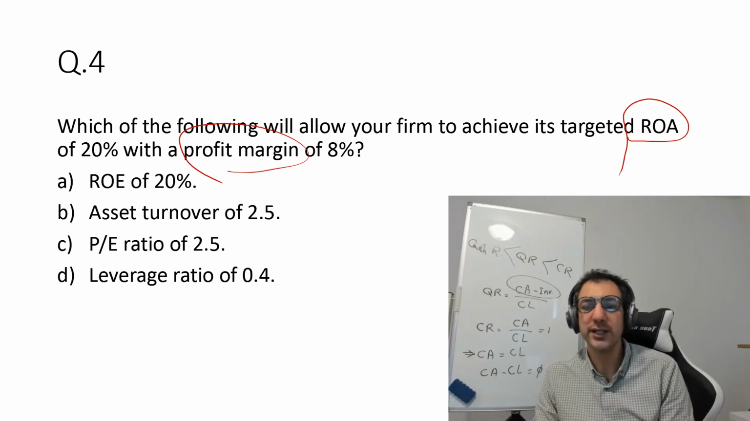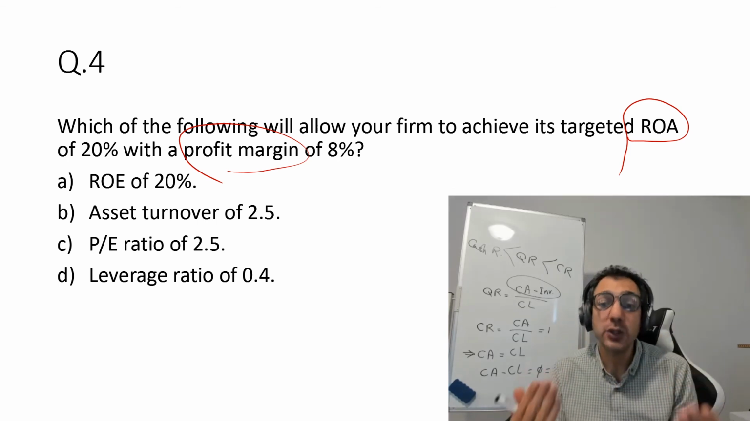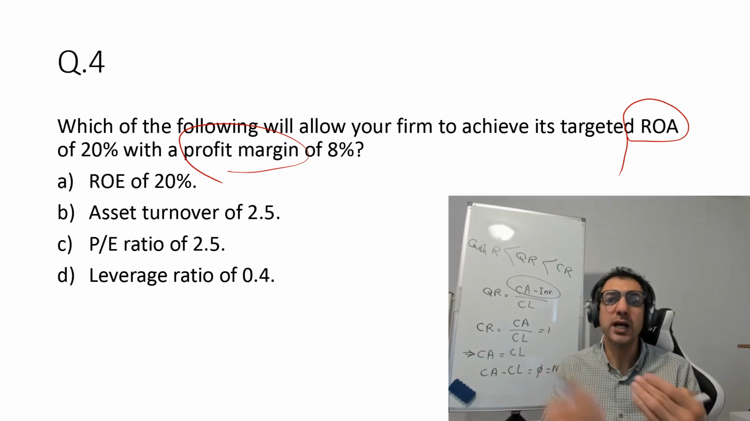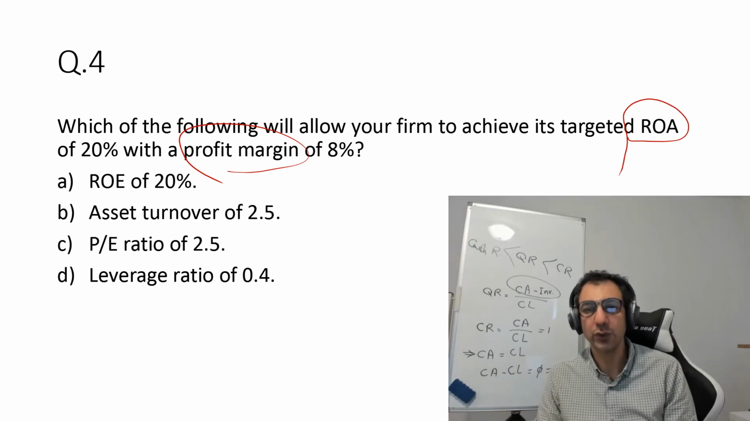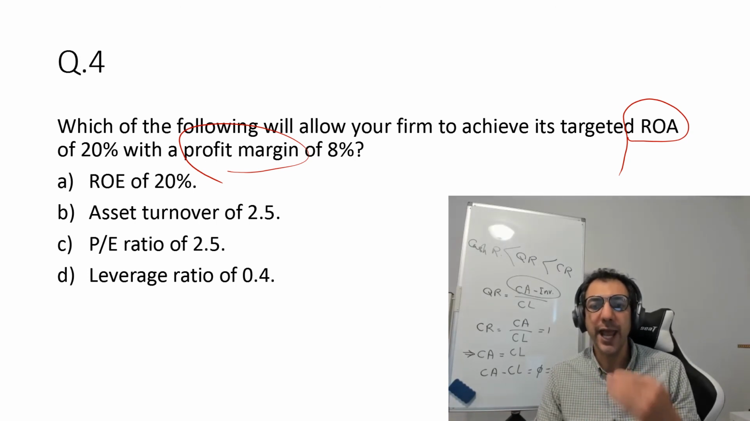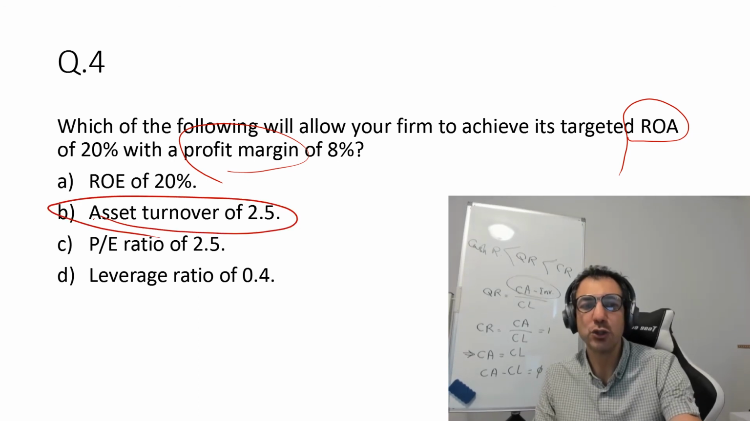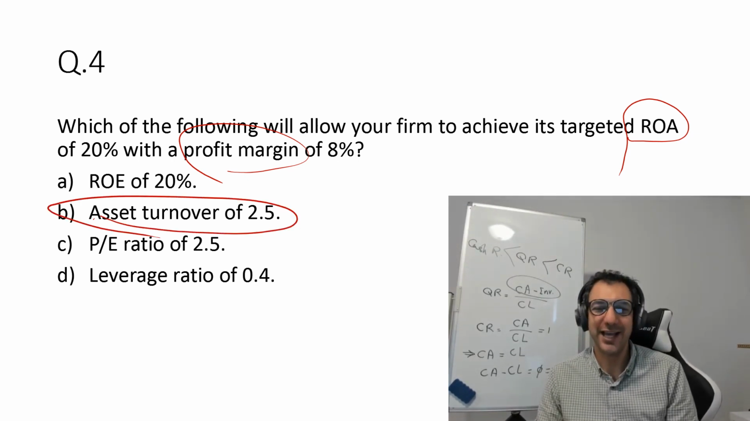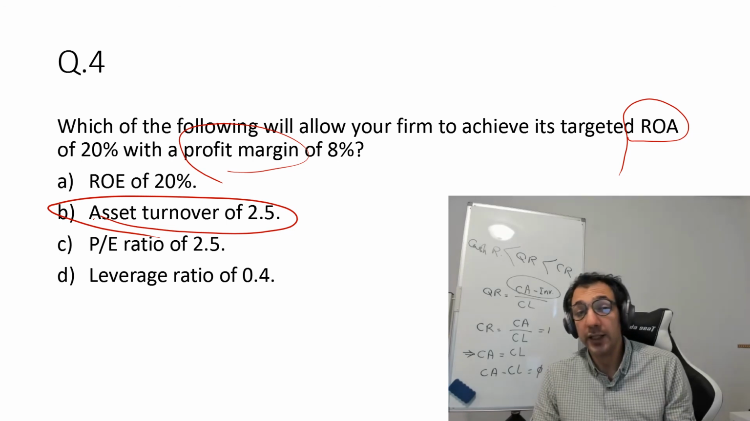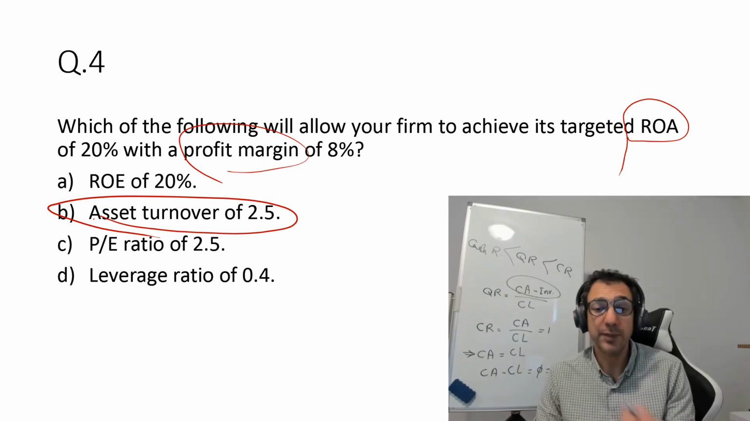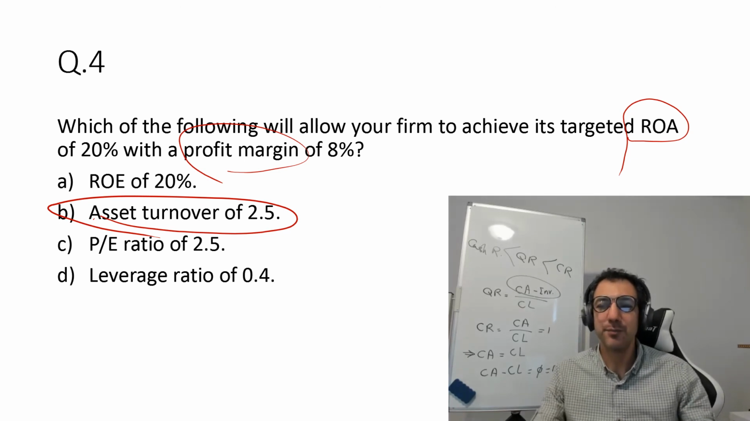So your profit margin is 8%. What should be your asset turnover, giving you the ROA of 20%? In other words, what number do I need to multiply the 8% by to get a 20% ROA? You're right, that's 2.5. So if my asset turnover is 2.5, I can say my ROA will become 20%. And the rest are not accurate. They might be correct. They may not be correct, depending on additional information which you need to get. So the answer should be B.